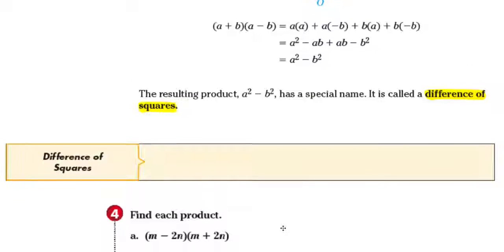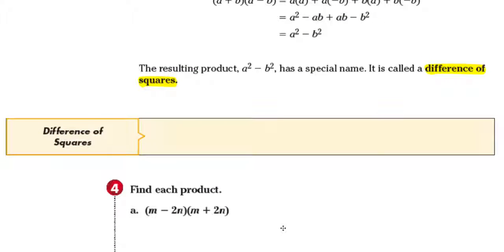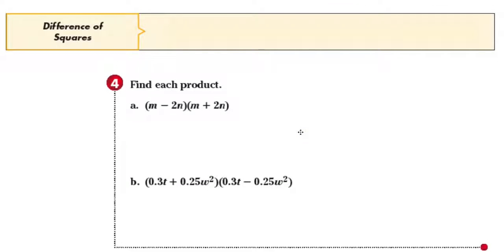Now, the reason why we're using all these rules is because it saves you time when you know what the rule is. You don't have to do the FOIL method. All you need to do is follow the pattern. So the difference of squares rule simply states that if you have the quantity a plus b times the quantity a minus b, it is the same as a squared minus b squared. You simply find your a, find your b, and square both of them. Okay, let's take a look at example number 4 and see how this works.